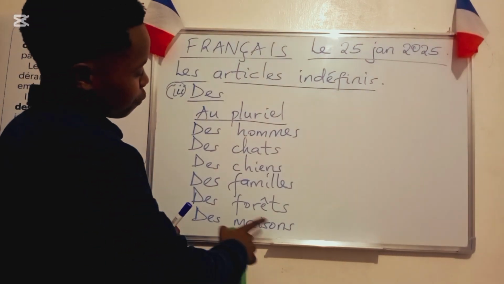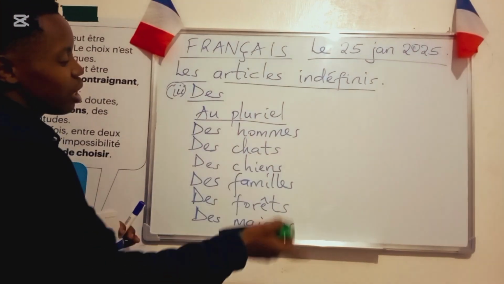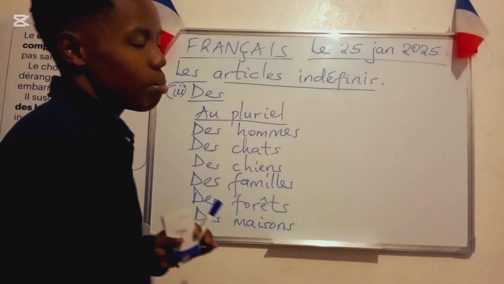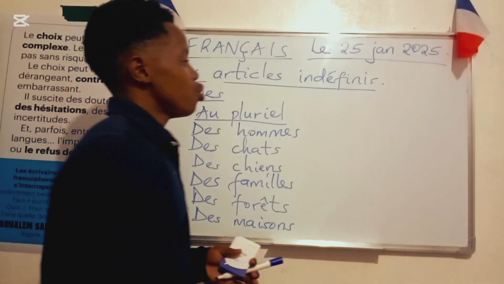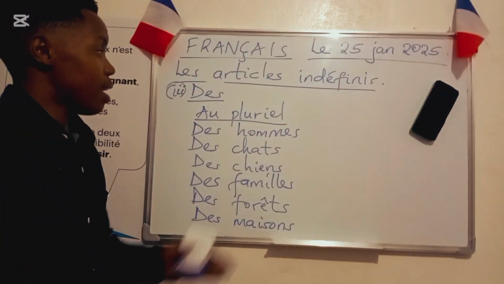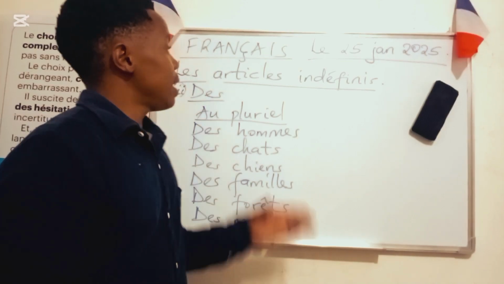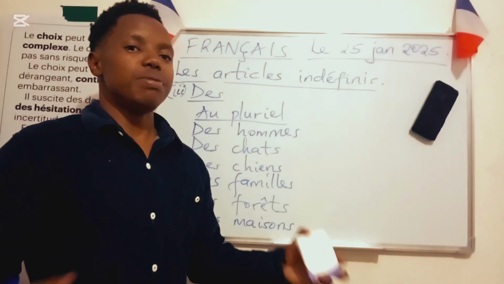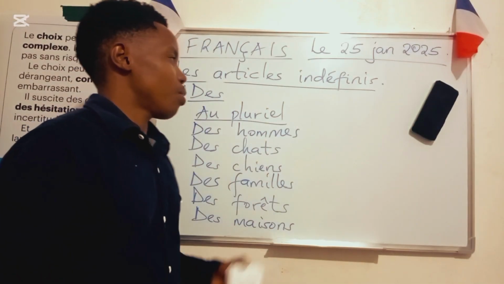Des maisons, des forêts, des familles, des chiens, des chats, des hommes. That is how you read it. And that is how you use les articles indéfinis before a noun.